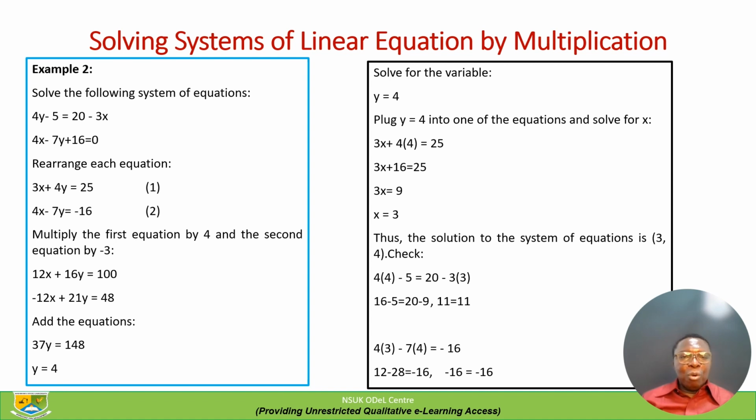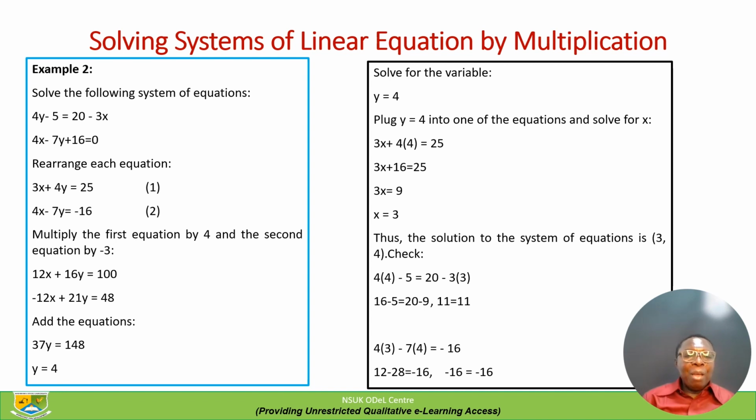This time around, let's consider this to be equation 1. And 4x minus 7y is equal to 6 minus 16. That should be made equation 2. So multiply the first equation by 4 and the second equation by minus 3. The first equation will now have 12x plus 16y equals 100. The second will give us minus 12x plus 21y is equal to 48. Add the equations. Now you will have 37y is equal to 148.